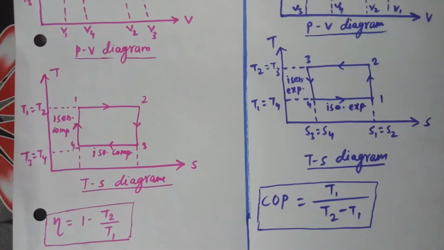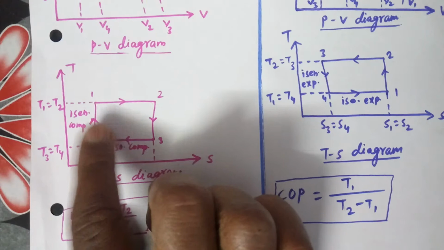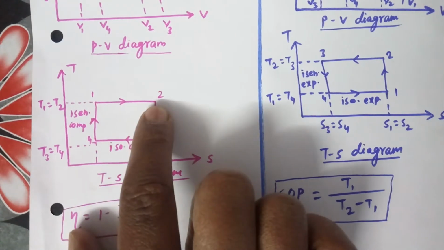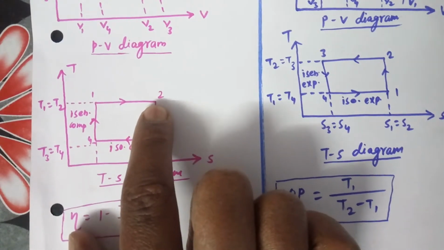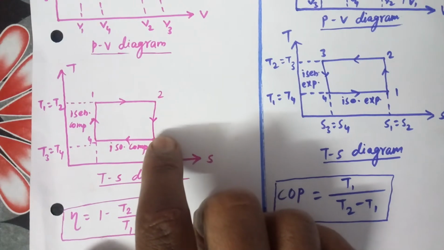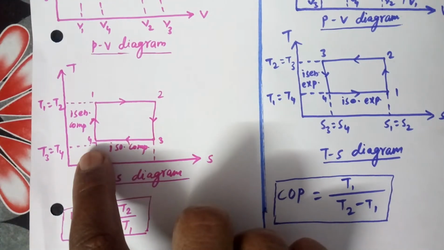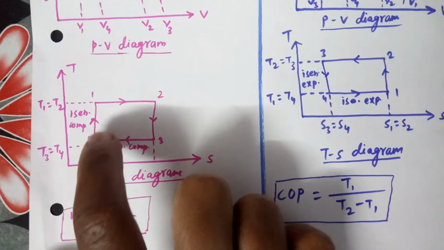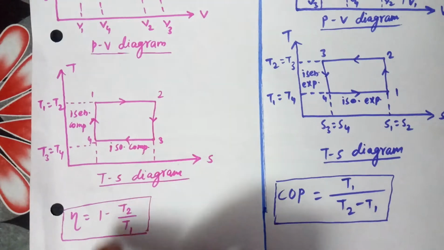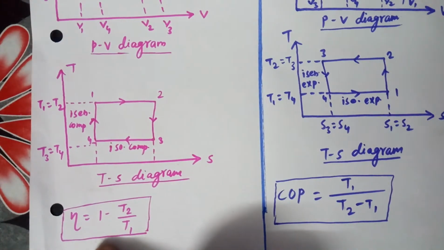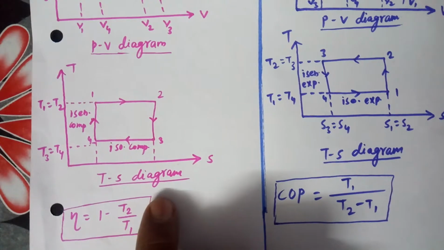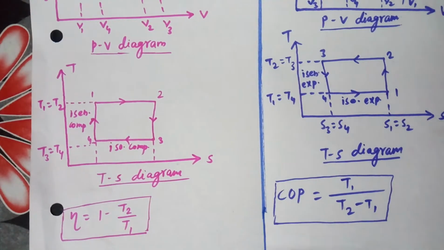So if you see a TS diagram for a Carnot cycle, you will have 1 to 2 as an isothermal expansion process, 2 to 3 as an isentropic expansion process, 3 to 4 as an isothermal compression, and 4 to 1 as an isentropic compression. And the efficiency for the Carnot cycle is given by 1 minus T2 by T1, where T2 is the temperature of the sink and T1 is the temperature of the source.